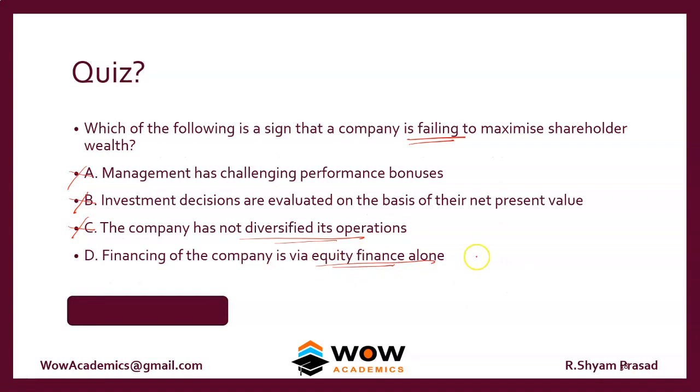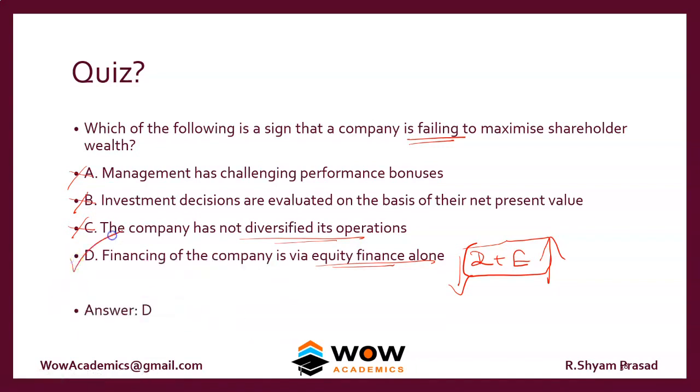Financing of the company is done by equity finance alone. Usually financing has to be done with debt plus equity, because debt is very cheap and equity is very costly. So you have to do with both if possible. So the answer should be D. The answer is D. So what is failing to maximize shareholder wealth is D.